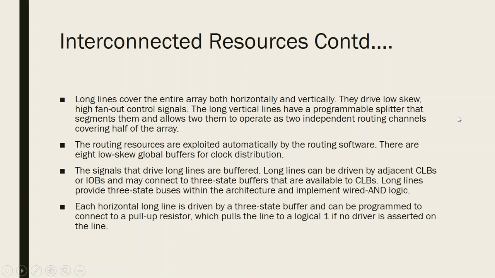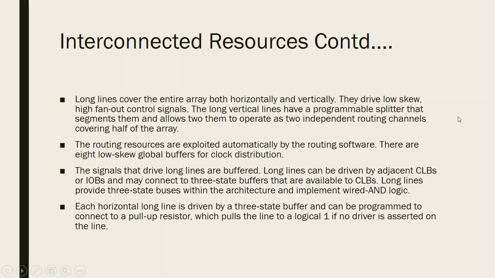Excuse the reversing sound. Long lines cover the entire array both horizontally and vertically. They drive low skew and high fan-out control signals. These vertical lines have a programmable splitter that segments them and allows them to operate as two independent routing channels covering half of the arrays. The routing sources are exploited automatically by the routing software. So this is all available in your programming software.